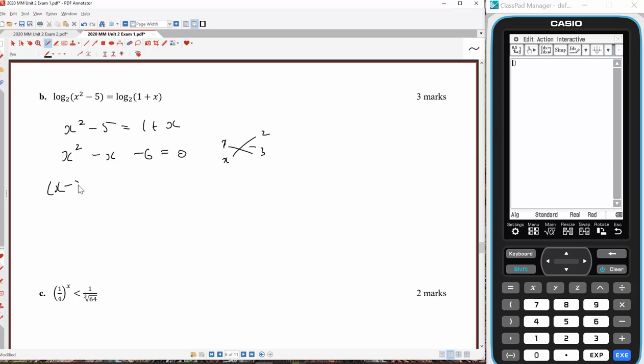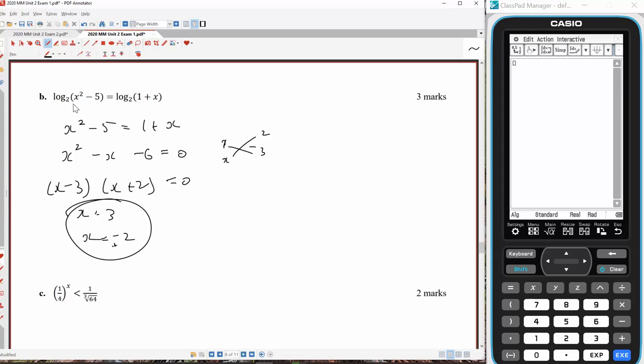That's the negative. x take 3, x plus 2 equals 0, so x equals 3, x equals negative 2. Make sure you test your answers, and there will be a problem with this one. Okay, so this is the problem here, x equals negative 2, because 1 plus negative 2 is negative 1. So that's going to be a problem there.